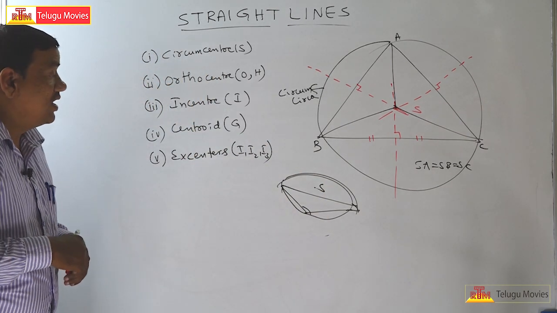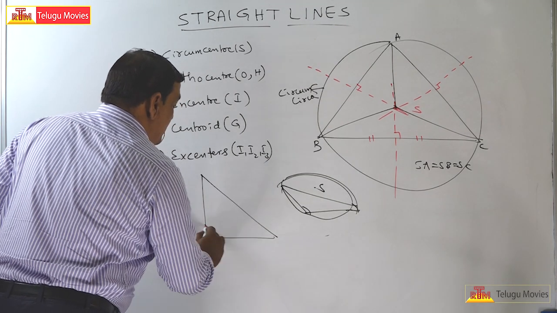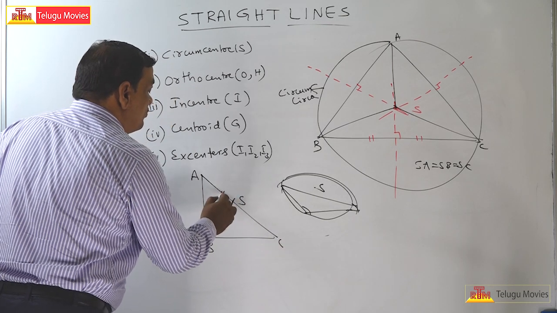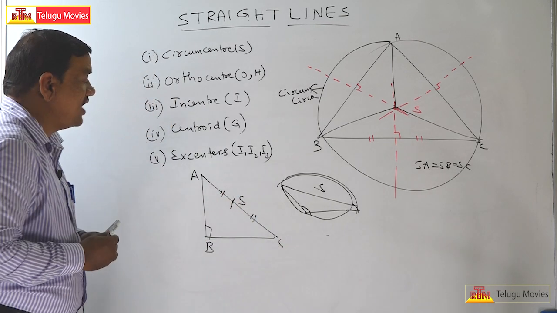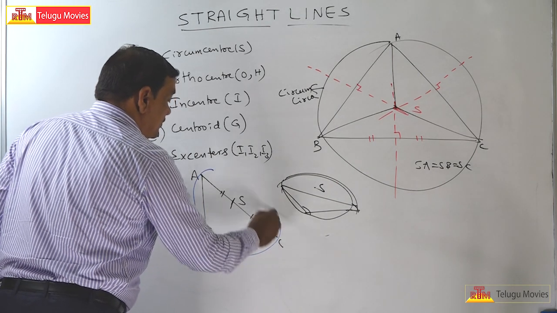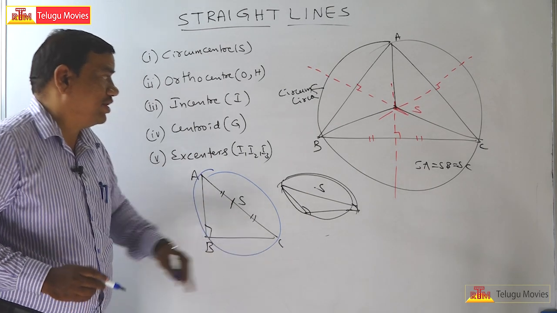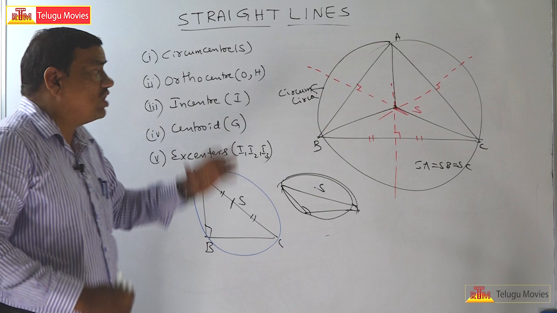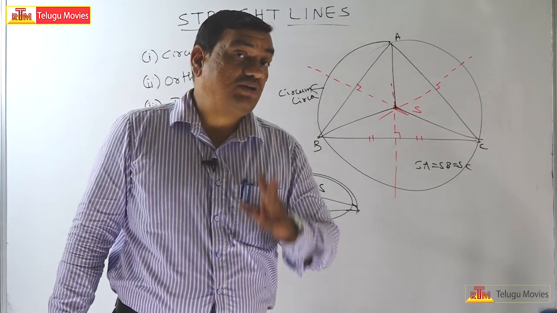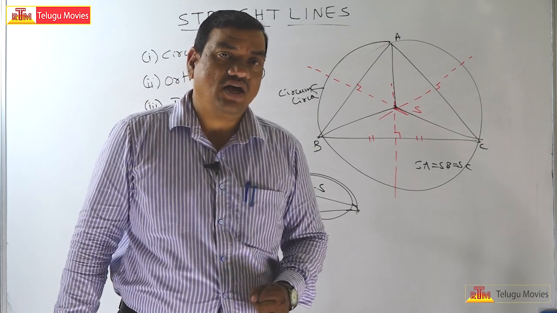If it is a right angle triangle ABC, the midpoint of the hypotenuse will become the circumcenter of the triangle. The circumcenter will be the midpoint of the hypotenuse. Now, based on this circumcenter, in the previous JEE Mains examinations, 3 questions were asked, and tomorrow I will explain those 3 questions.